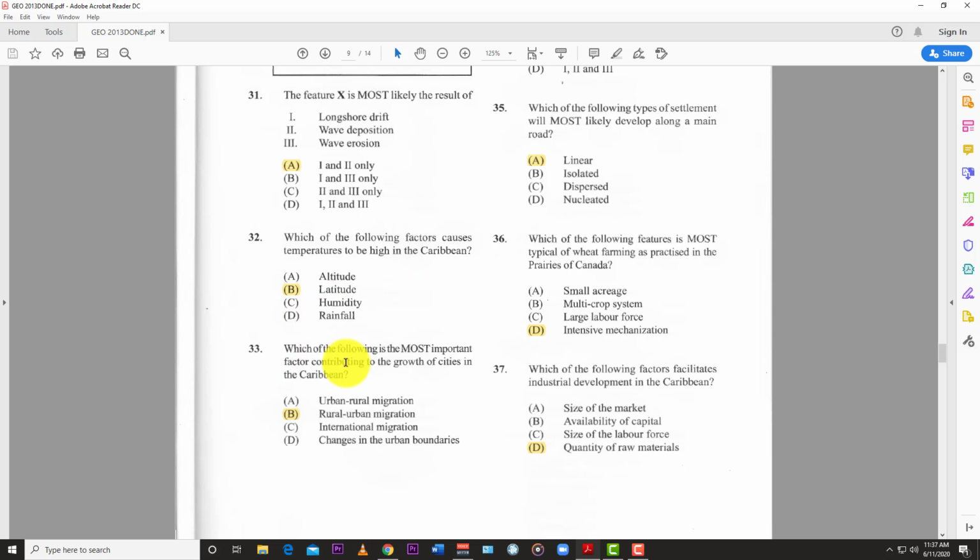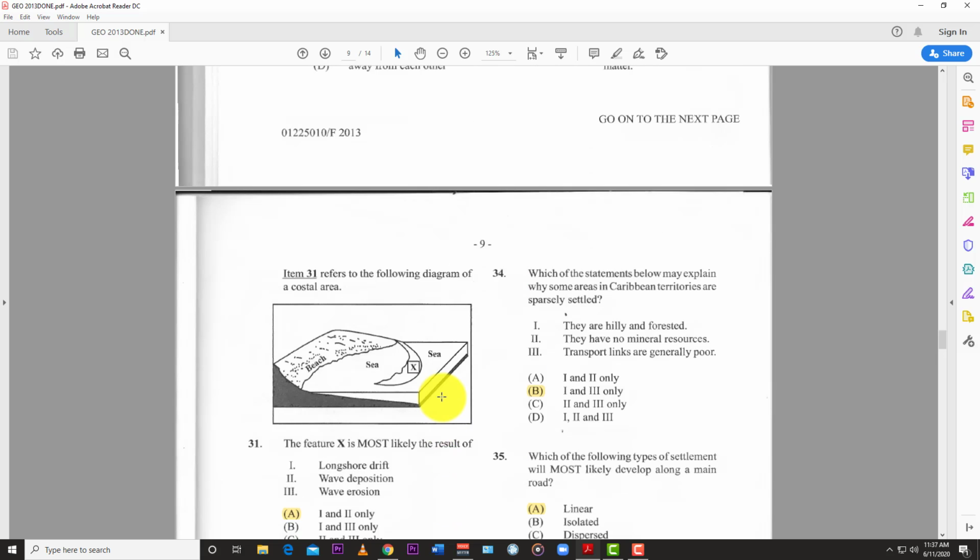Number 33, which of the following is the most important factor contributing to the growth of cities in the Caribbean? And so the answer is B, rural-urban migration. Everybody leaving the countryside, coming to the towns to live. Most of the population density is highest in the towns in the Caribbean.